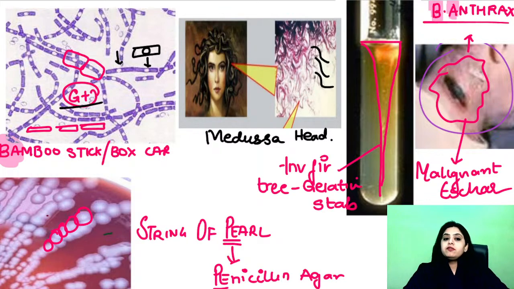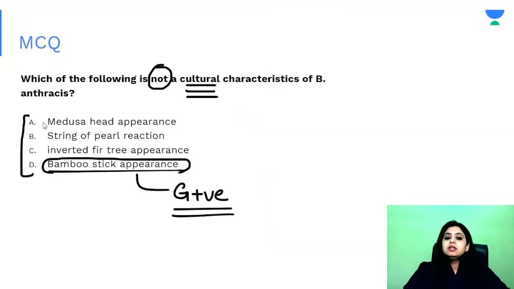So finally all your features are in front of you. Look, gelatin is a culture media. Penicillin agar, culture media. Medusa head on nutrient agar, that is also culture media. Bamboo stick appearance is not seen on a culture media. Bamboo stick appearance is seen on gram staining, and that is what I had asked you. Look, Medusa head, string of pearls, inverted fir tree, all of these were culture characteristics. Bamboo stick appearance was the feature of a gram positive organism.